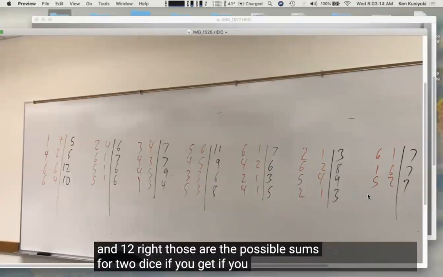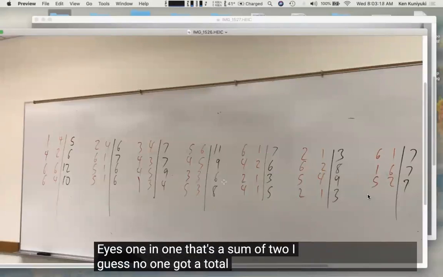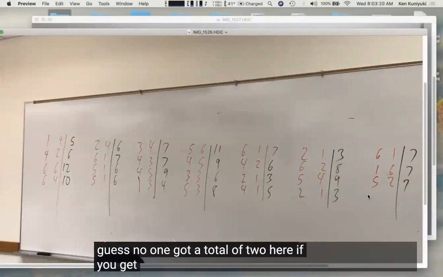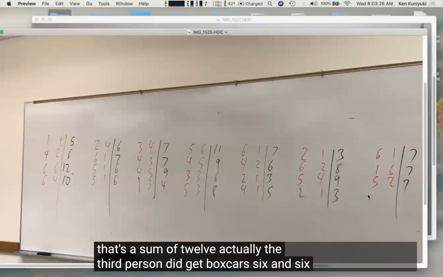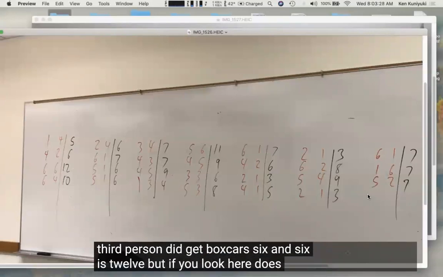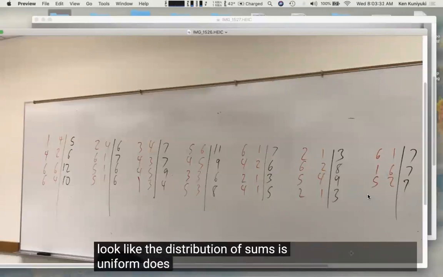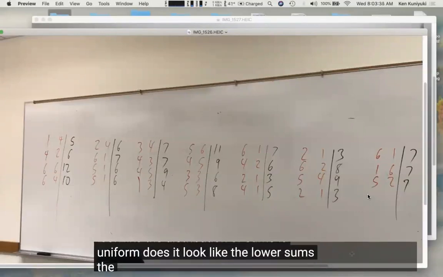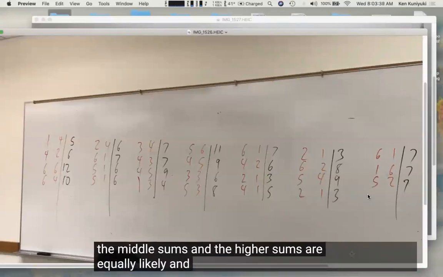If you get snake eyes, 1 and 1, that's a sum of 2. I guess no one got a total of 2 here. If you get boxcars, 6 and 6, that's a sum of 12. Actually, the third person did get boxcars. 6 and 6 is 12. But if you look here, does it look like the distribution of sums is uniform? Does it look like the lower sums, the middle sums, and the higher sums are equally likely?